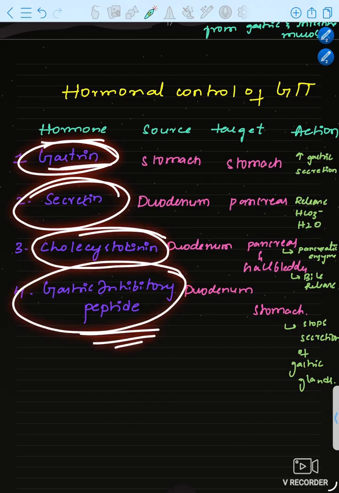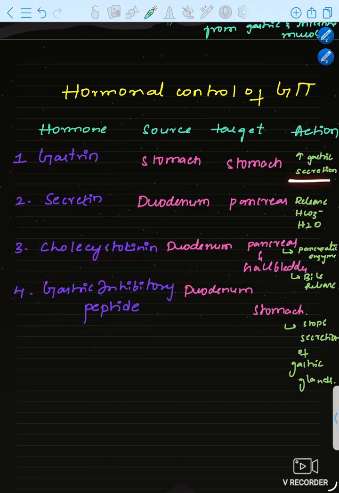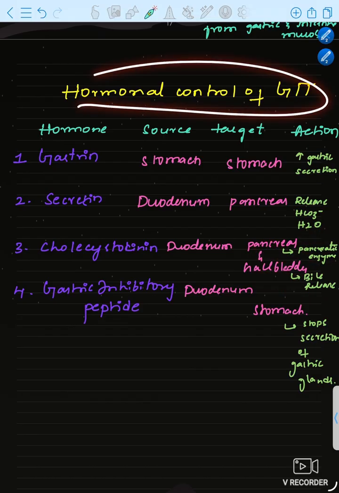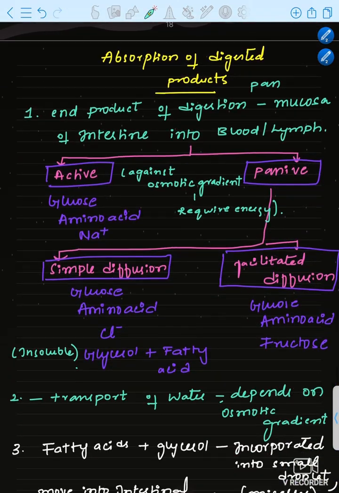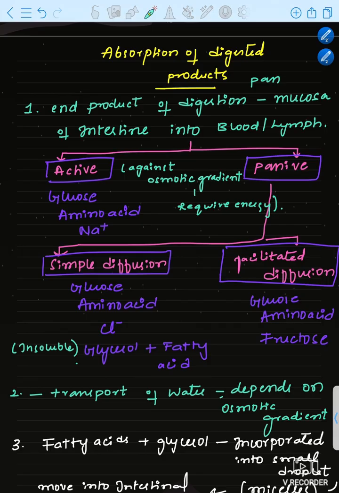Gastrin, the name itself says, increases the gastric secretion. Gastric inhibitory peptide decreases the gastric secretions. Secretin acts on the pancreas to release bicarbonate and water. Cholecystokinin acts on the pancreas and gallbladder: in the pancreas, pancreatic enzymes will be released, and in the gallbladder, bile release will occur. This is the hormonal control of GIT. Just have a look. Now the digestion process is completely done.